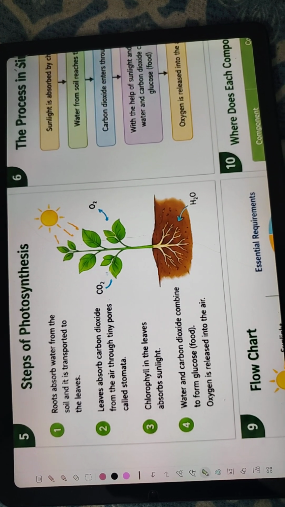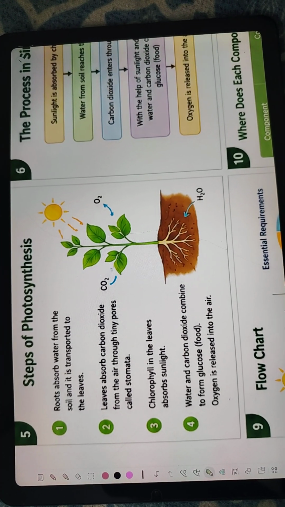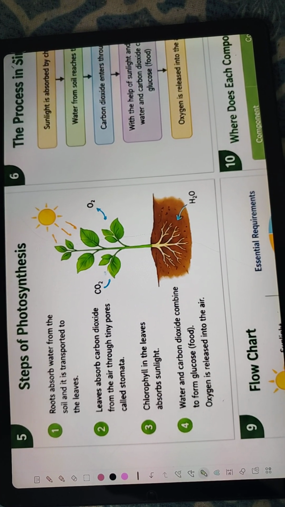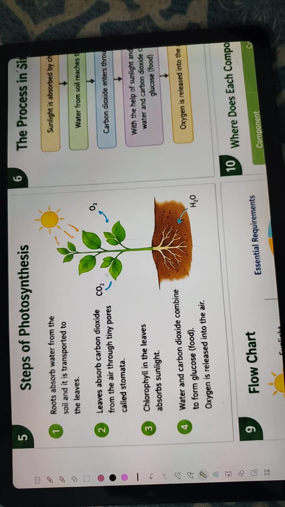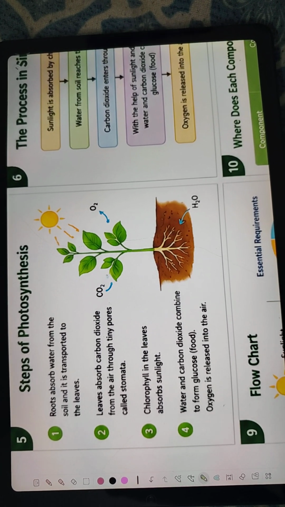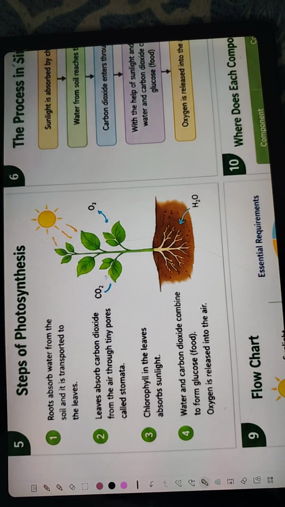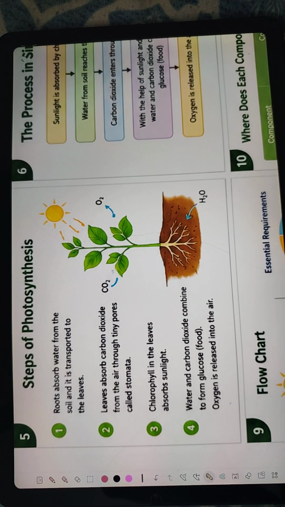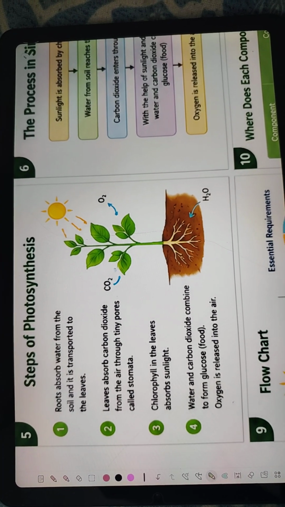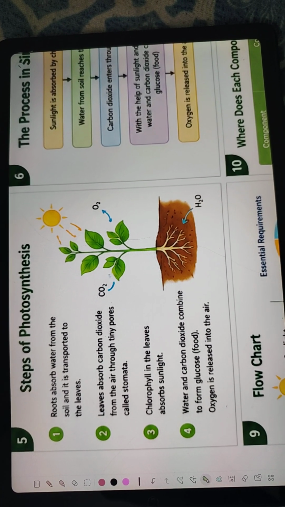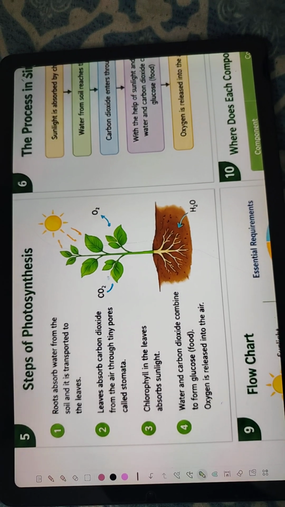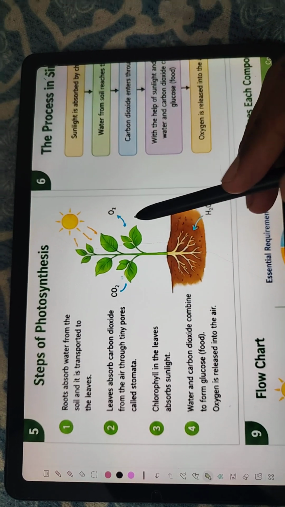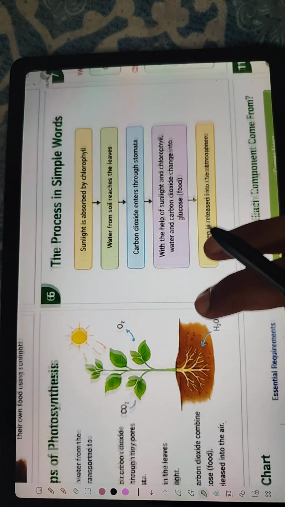उसके बाद में जो कार्बन डाइऑक्साइड है वो एयर से एब्सॉर्ब किया जाएगा विद द हेल्प ऑफ लीव्स by a structure called stoma. Stoma are minute structures which are present on the surface of leaves. Okay, so chlorophyll in the leaves absorbs sunlight. Water and carbon dioxide combine to form glucose. Oxygen is released into the air. So CO2 is absorbed from the air. O2 is given out as an output of photosynthesis.